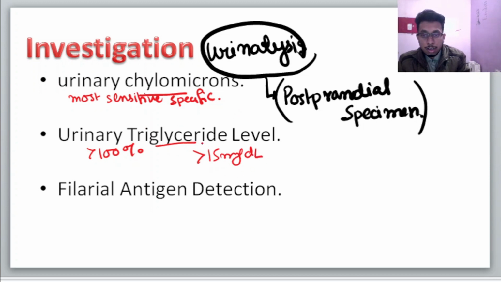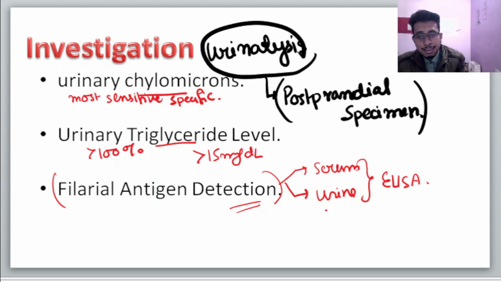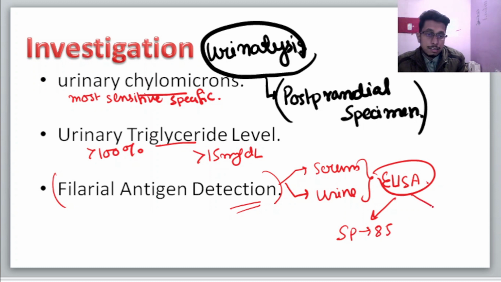Now to find the cause, we may need to see the biliary antigen detection. It can be either from the serum or from urine, and usually the standard ELISA method is preferred over others. Okay, this ELISA test has specificity of 85% and sensitivity of 95%.